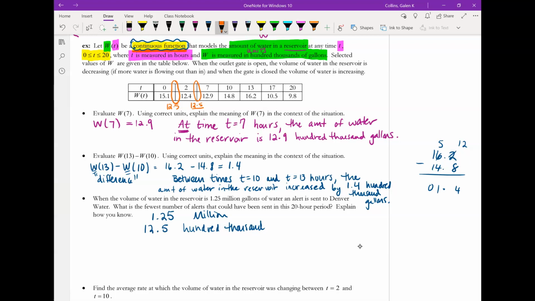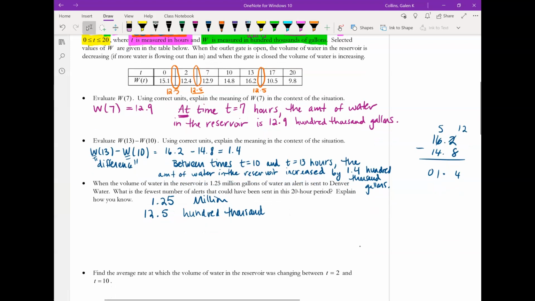All right, between 7 and 10, we don't know what's happening. The water could always be increasing. Between 10 and 13, same thing. It could be increasing, it could tip down. We don't know. But what we do know is that there must be another time between t equals 13 and t equals 17 where the amount of water hits 12.5, because it decreases from 16.2 to 10.5 hundred-thousand gallons. And then again, we don't really know what goes on between 17 and 20. So the question is, what is the fewest number of alerts that could have been sent? The fewest number of alerts is 3.